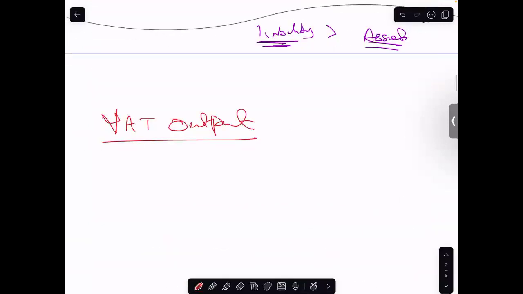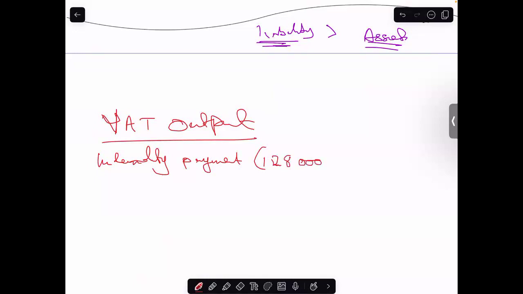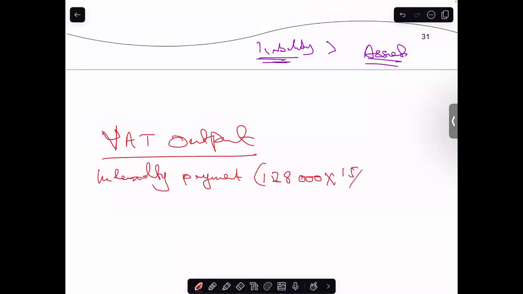One can come here and write indemnity payment, or one can write insurance receipt. The terms are still the same. Are we together? The terms are the same. How much did you receive? We received 128,000. 128,000 times 15 over 115, which will give us how much?